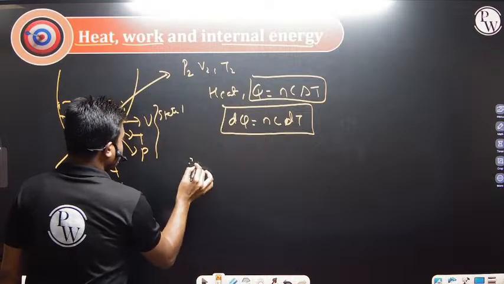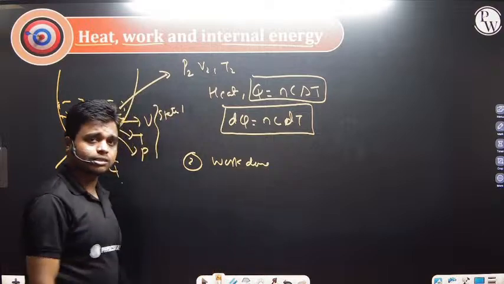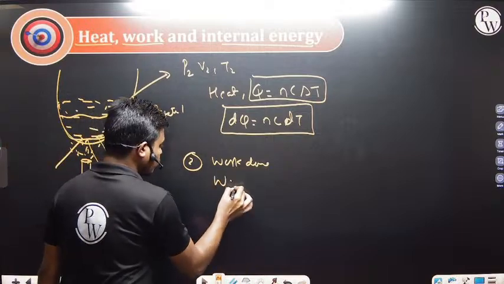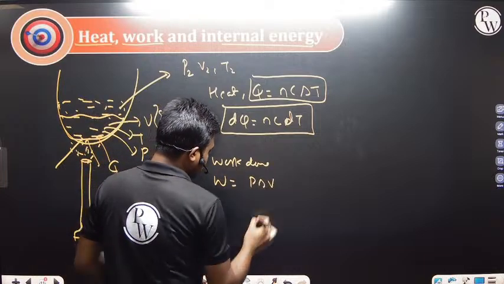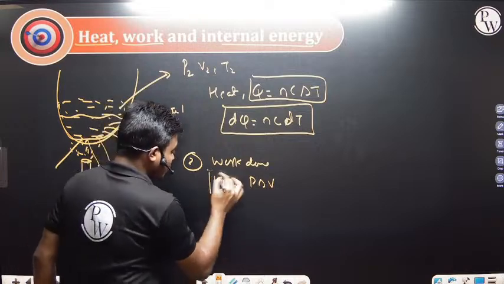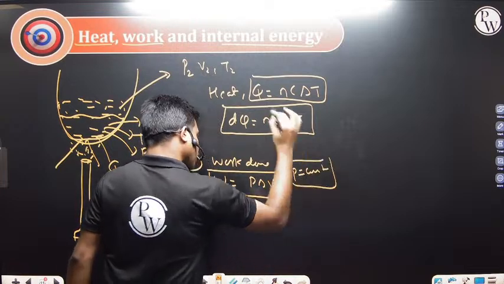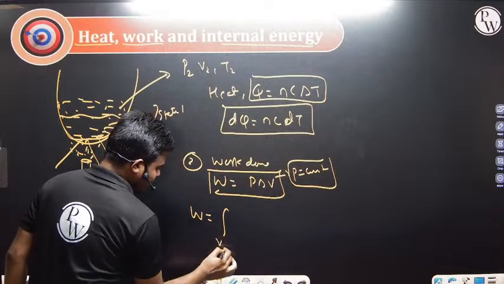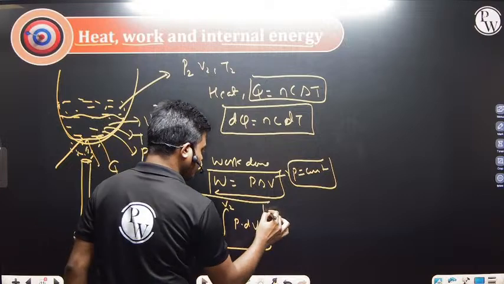Second, if we talk about work, what is work done? The work done by the gas. Mostly in physics we discuss the work done by the gas. In chemistry we discuss work done on the gas, but here we are discussing work done by the gas, and that is given by P delta V. P is the pressure and delta V is the change in volume. When the pressure is constant, we'll be using this particular formula. If the pressure is not constant, if the pressure is variable, we'll be using the integration from V1 to V2 of P dV.